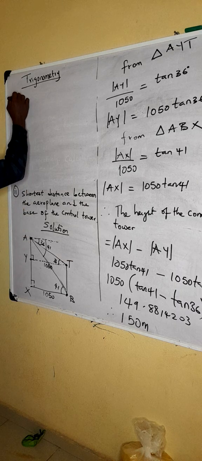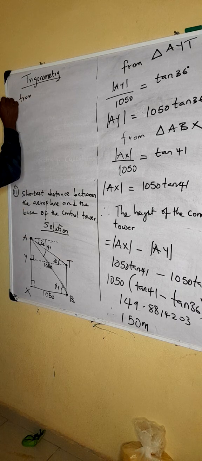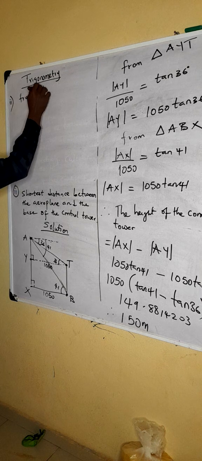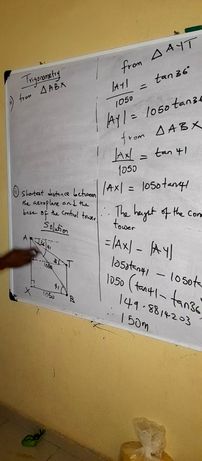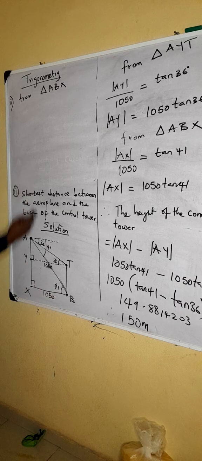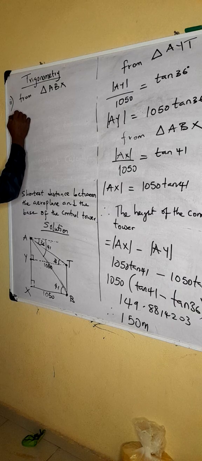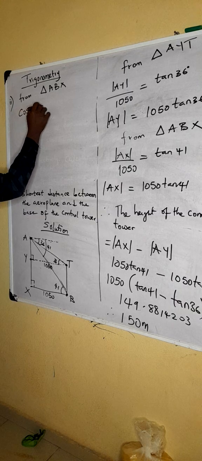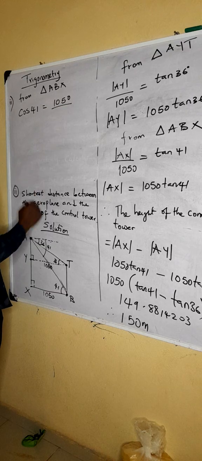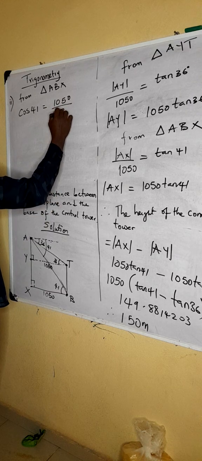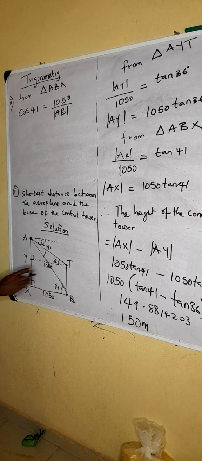So to answer the second question, from triangle ABX, to get AB, which is the hypotenuse, we already have the adjacent to 41 degrees, so we work with cos, adjacent over hypotenuse. So cos 41 is the same as adjacent 1050 all over AB, which is the shortest distance between the aeroplane and the base of the control tower.